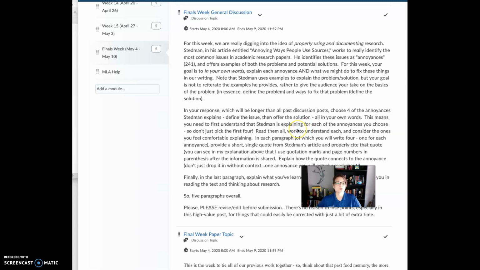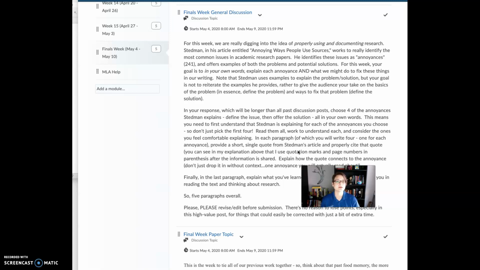Okay, so work to understand them, consider them, right? And in each paragraph, of which again you'll write four, one for each annoyance, I want you to provide a short single quote from Stedman's article, right? So, you're explaining these things in your own words, but you can always bring in some of his words. And I say short intentionally, right? Do not bring in a whole paragraph. Do not rely so heavily on Stedman's words that you're not grappling with those ideas and explaining them yourself, okay?